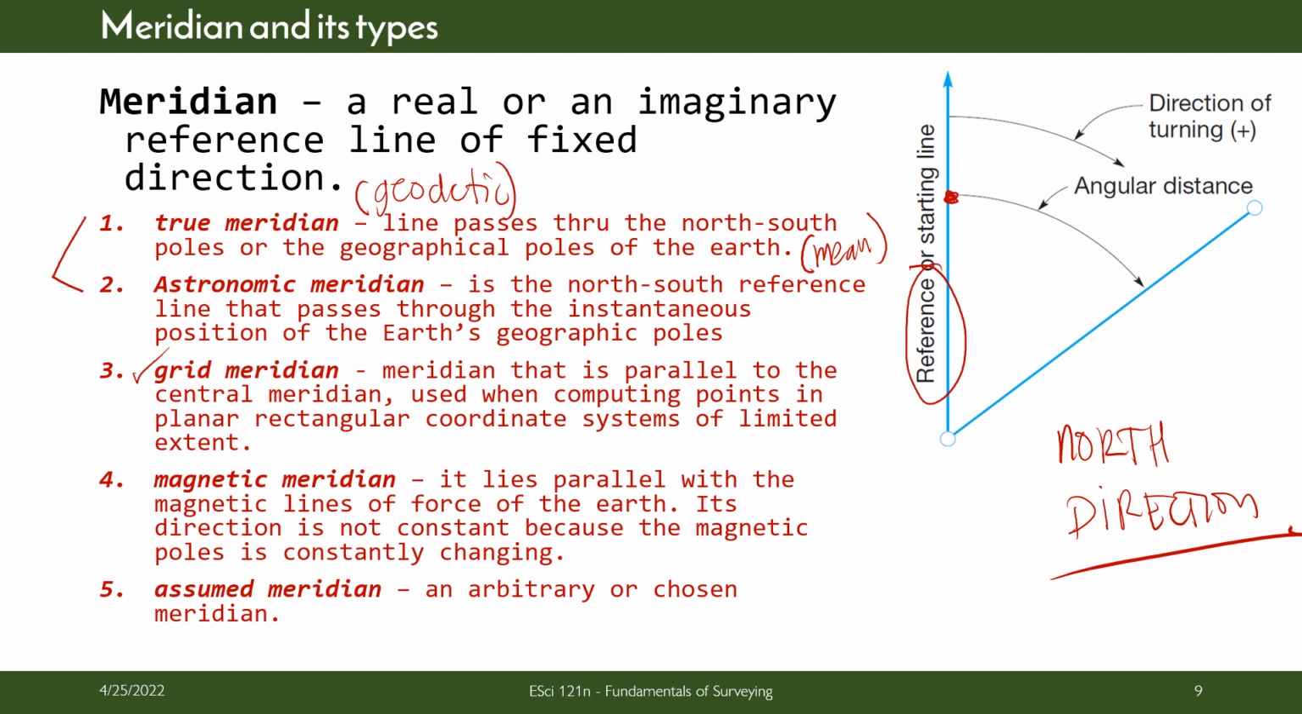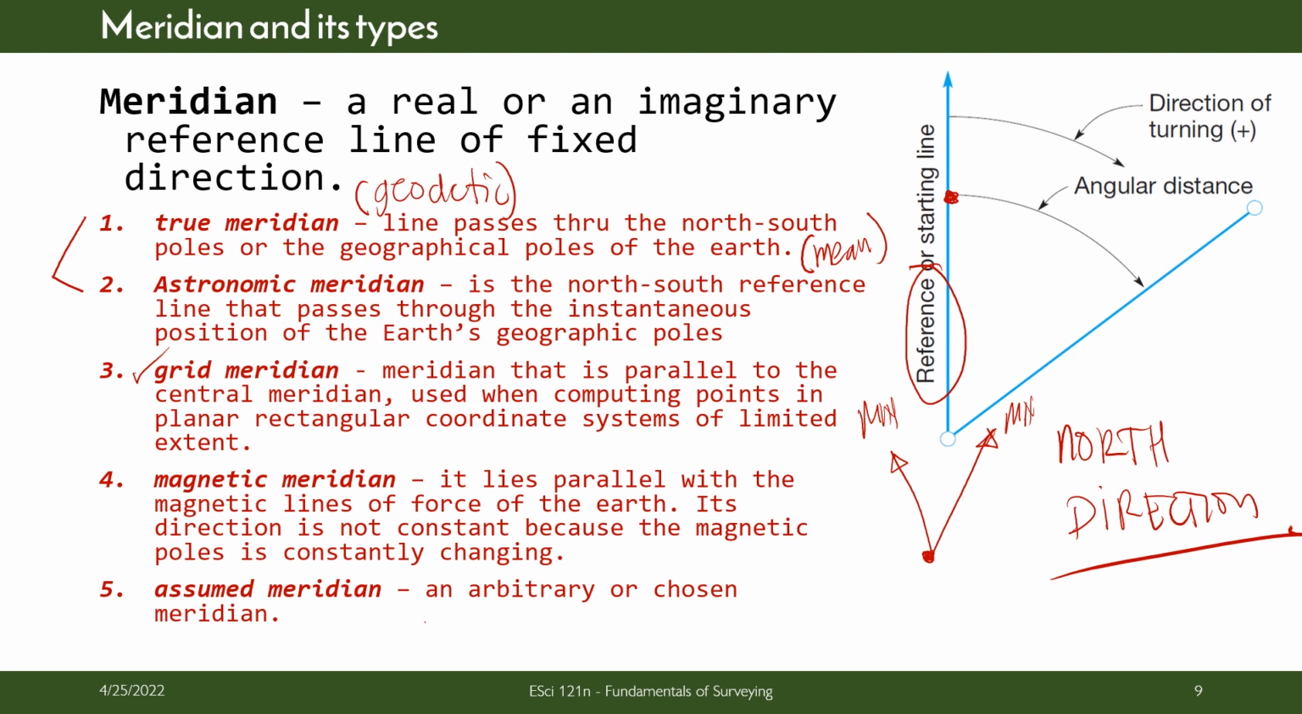Next, we have the magnetic meridian, which lies parallel with the magnetic lines of force of the Earth. Its direction is not constant because the magnetic pole is constantly changing. So from time to time, let's say you are at this place, during the year 2000, this is the magnetic north. During 2010, the magnetic north changes. That's how the magnetic north of your magnetic meridian varies.